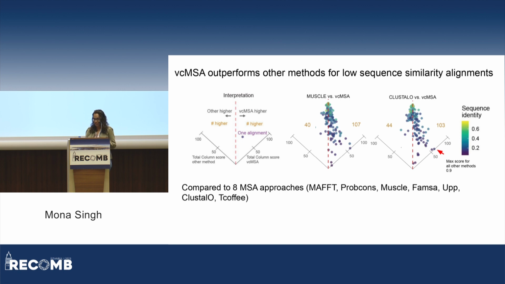So I wanted to bring your attention to this one point that's sitting over here. Just as an example, this is a case where our total column score is about 60, but in the case of Clustal omega, you can see that it has a total column score of nearly 0. And the max score for all 8 other methods is less than 0.9, whereas we're getting 60. So in some cases, this kind of approach really can dominate what's going on.